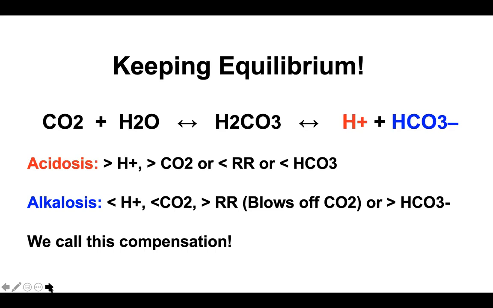So if a patient is unwell, they usually try and compensate. So if they are acidotic, they will try and do something metabolically or physically in the respiratory rate response to try and compensate for this acidosis.